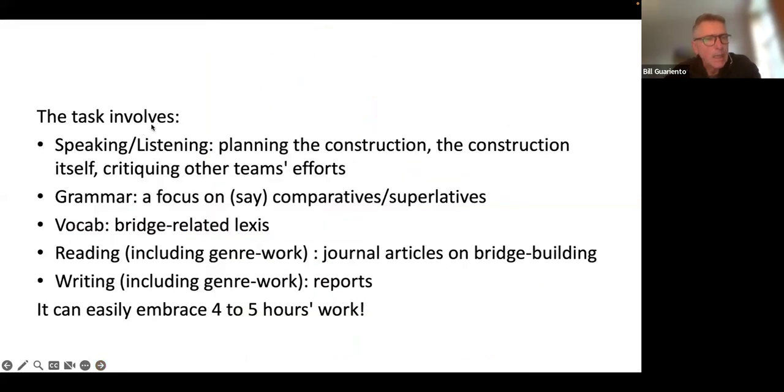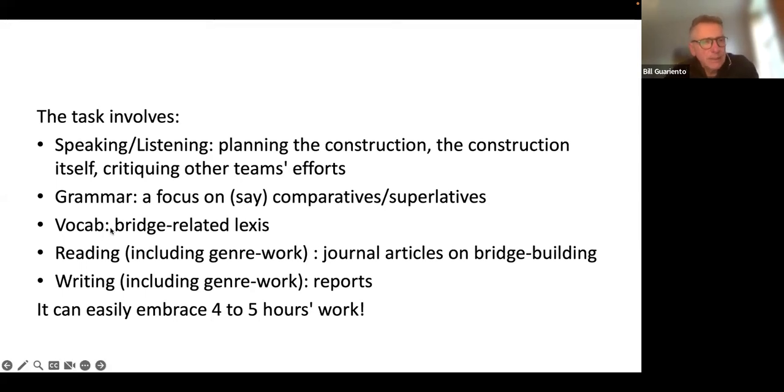Okay, so the task involves speaking and listening. So they are planning the construction, they are doing the construction itself, and then they are critiquing the other team's efforts. My bridge, our bridge is better than your bridge. Your bridge is ugly. Your bridge is too expensive. You understand? Critiquing. And maybe you could have grammar. You could have a focus on perhaps comparatives or superlatives. Our bridge is the most beautiful, for example.